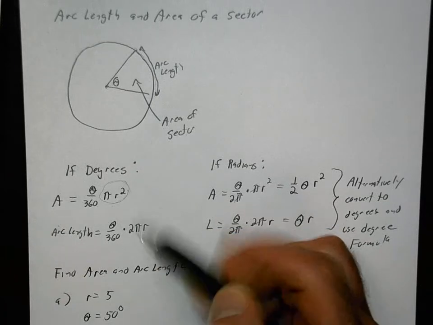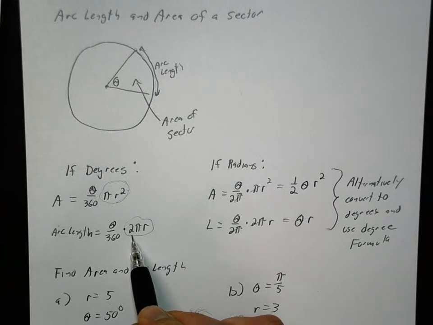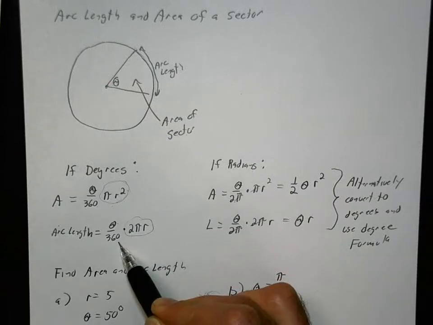Okay, the arc length relates to circumference. The whole distance around a circle is 2 pi r, so we just multiply that by the ratio of the central angle over 360.